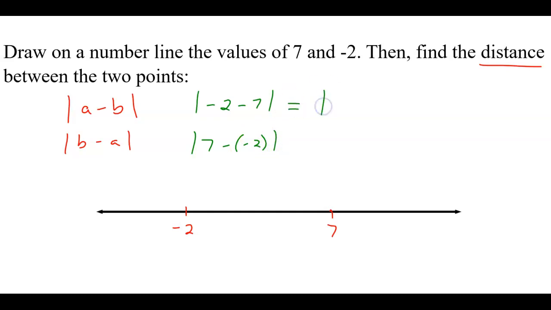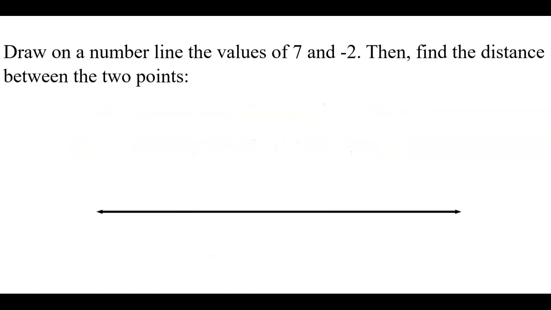So the absolute value of -2 minus 7 would be -9. We know the absolute value of -9 is 9. And then here, 7 minus -2, we know that's plus, so that would be 9. And we know the absolute value of 9 is also just 9. So if you take the absolute value of the difference, you'll get the same answer. So the distance from here to here is 9 units. Now that was pretty obvious, but this can really help you out if it's maybe not quite as obvious.